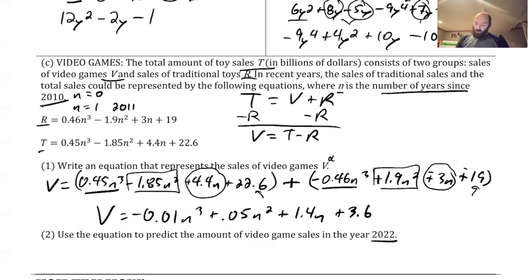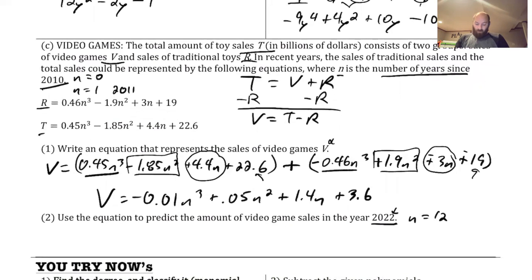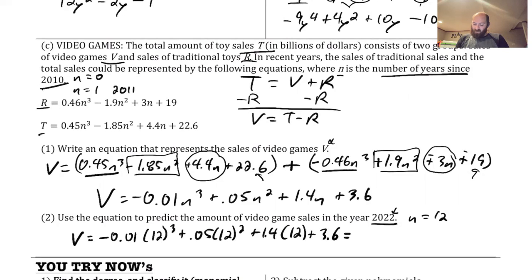So if I want to go all the way to 2022 to use this as a prediction, that is 12 more years compared to 2010. And that's all I need to do here. I'm going to take my V here to solve for that. I'm going to plug in 0.01 times 12 to the third power plus 0.05 times 12 squared plus 1.4 times 12 and then plus 3.6.